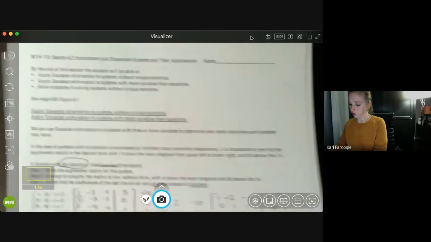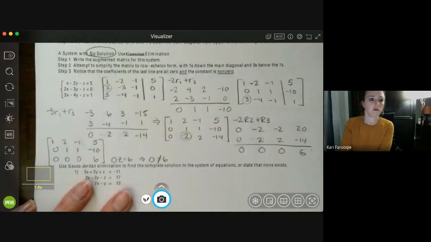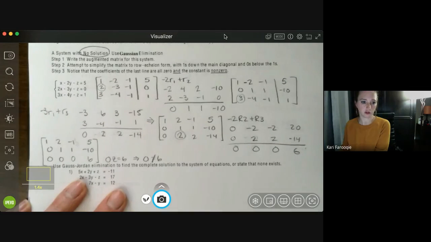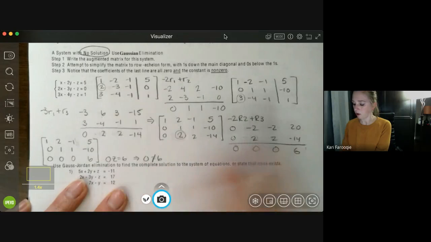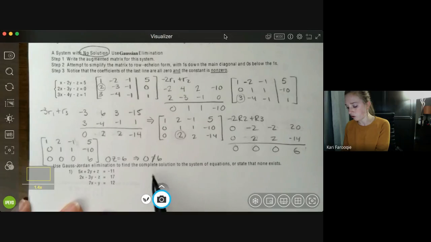So in 6.2, when I went through the notes, I went over this situation where you have no solution. So I just want to remind you what no solution looks like. You go through the row operations, you get all the way down to the bottom, and you get zeros on the left-hand side of the bottom row. And then you'll get something that's non-zero to the right of that bottom row. This is a situation where you have no solution, because remember, that means that 0z equals 6. Well, 0 can't be equal to 6. So that is a no solution situation.